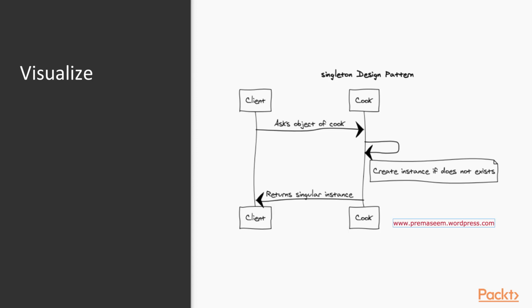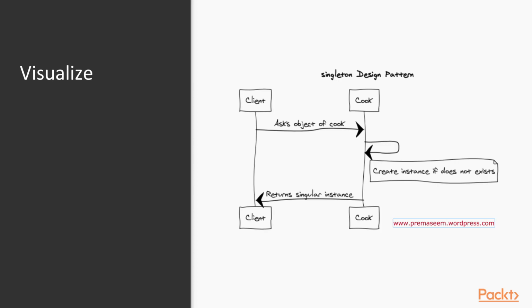Here is the sequence diagram. We have a client class. The client class asks for the object of the cook. The cook creates the instance if it doesn't exist. The responsibility of the cook is to create its own instance and then return it to the client. On subsequent requests, the cook returns that single object instead of creating multiple objects each time.